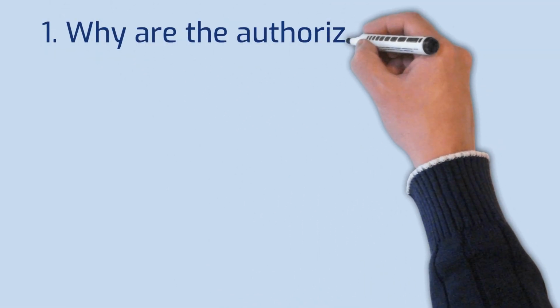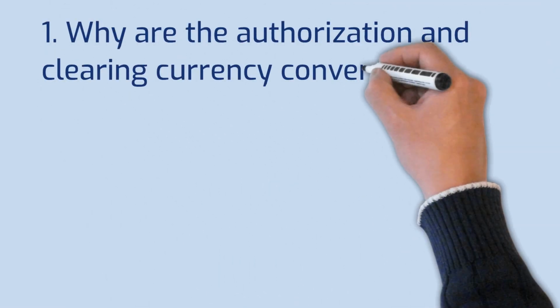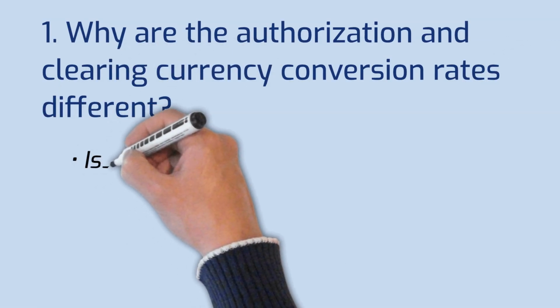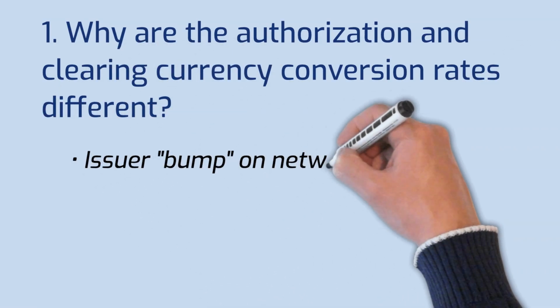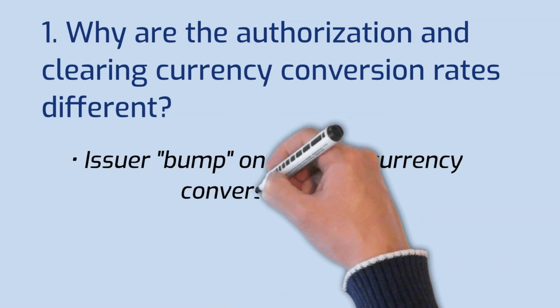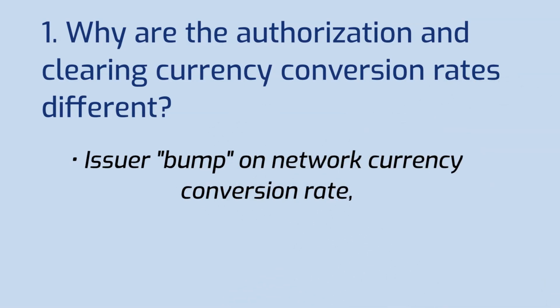Over the years, I've been asked some recurring questions about network currency conversion. Here are two of them. Number 1, why is the currency conversion rate in the authorization different than in the posting record? The first cause is the difference between the network currency conversion rate and the issuer currency conversion rate. Typically, an issuer will take the network currency conversion rate and add a bump of, say, 2.5% to the network currency conversion rate. Check your payment card terms and conditions document. You'll find the issuer currency conversion rate mentioned there. Unfortunately, issuers typically only add the issuer bump to the posting record, not to the authorization. This causes the posting amount to be slightly higher than the authorization hold amount for the foreign currency transaction.